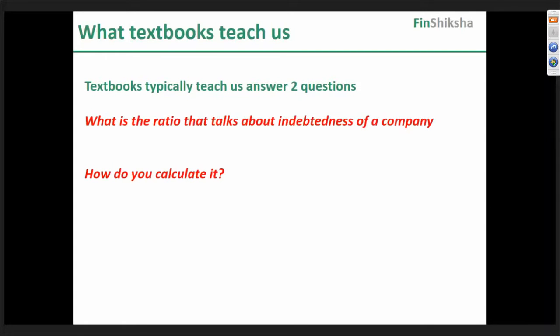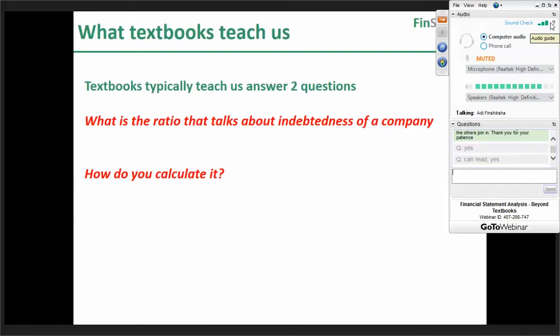For example, what is the ratio that talks about indebtedness of the company? If I were to put forth this question to you, what would your answer be? What is the ratio that talks about indebtedness of the company? Could you type the answer and give that answer to me? Put all ratios that come to your mind with respect to the indebtedness of the company, and let's write those. Another few seconds, if you can quickly type those. Please name all the ratios that you come across.